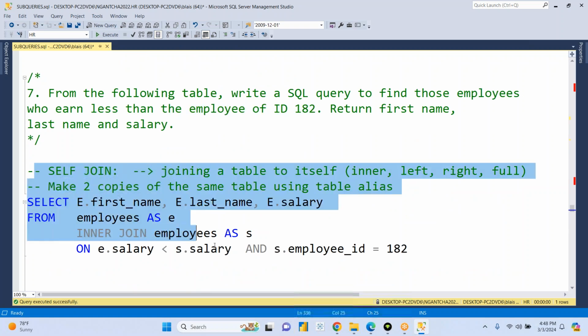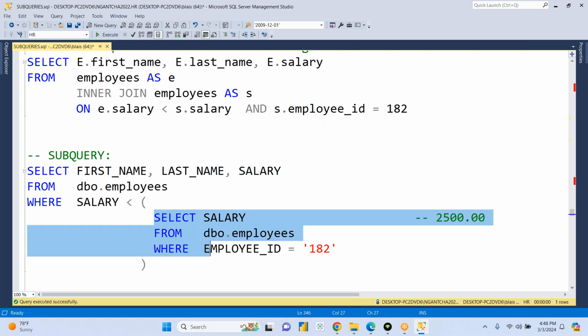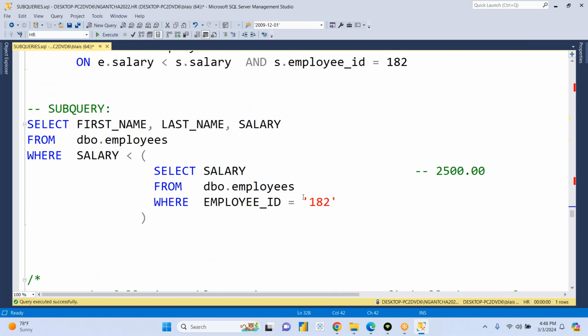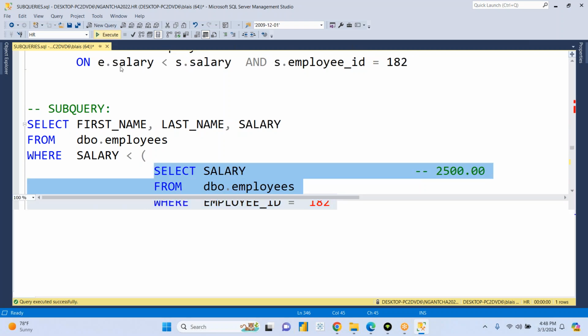I'm gonna skip this part of self-join. This is a subquery part right here. So this is us investigating what the salary of the employee with this ID is, because that was a question: employees who earn less than the employee of this ID. The employee of this ID, what is their salary? This is the investigation right here. Investigate that value. This is it.